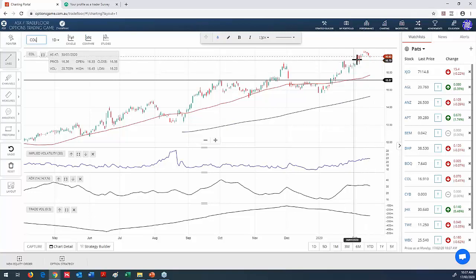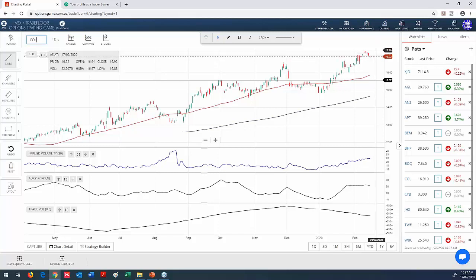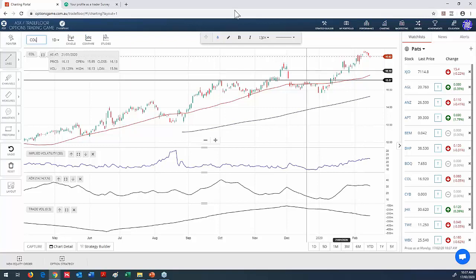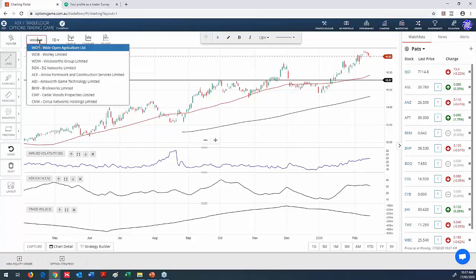But as a breakout trade, if it can find a support level and bounce off it, we would expect it to start to break out again once it bounces back. And similar with Woolworths, really.